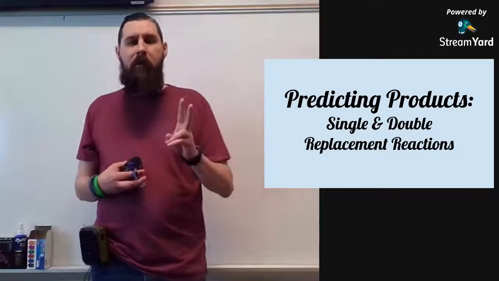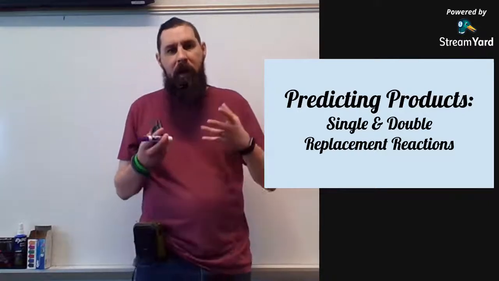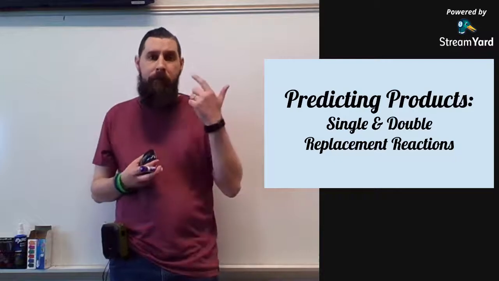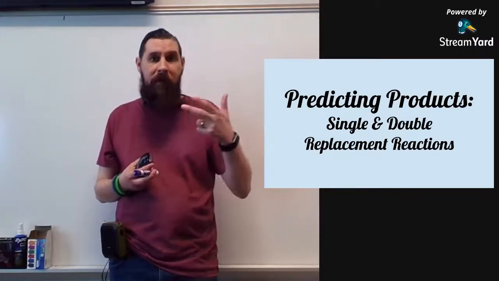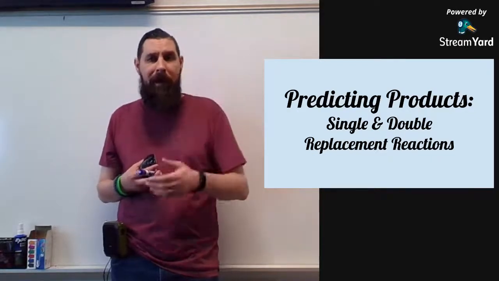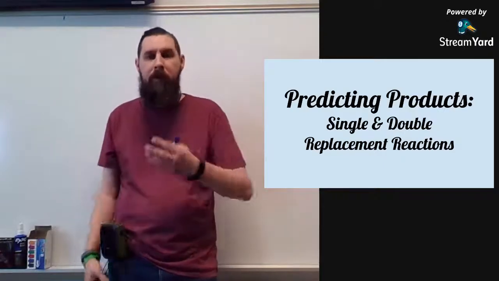But moving forward, talking about single and double replacement reactions. Again, these are two of the 5 types of chemical reactions that we can see within chemistry. Those 5 types being synthesis, decomposition, combustion, which are the concepts that I've covered in 2 previous videos, and now single displacement and double displacement, or again, single or double replacement.